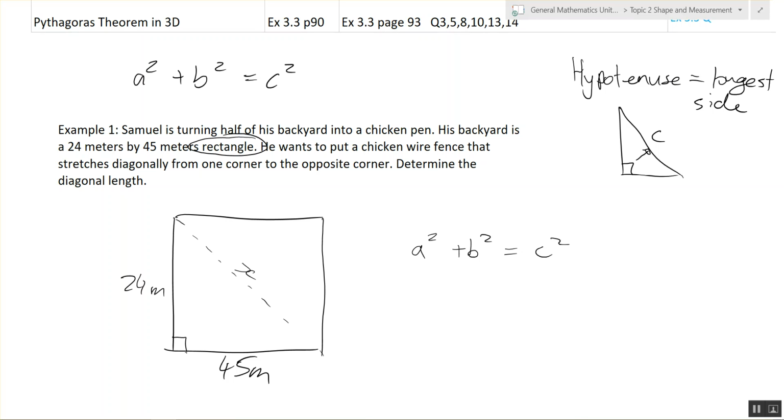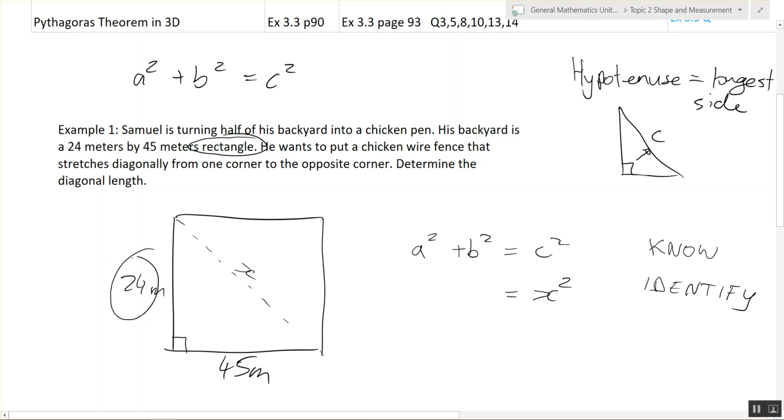Okay? So write down the rule. Write down what you know. Identify what you want to find. We want to find the C. The A is, everyone? 24. The B is 45.